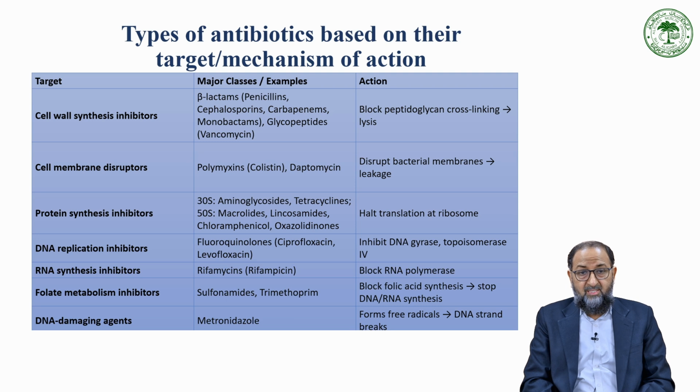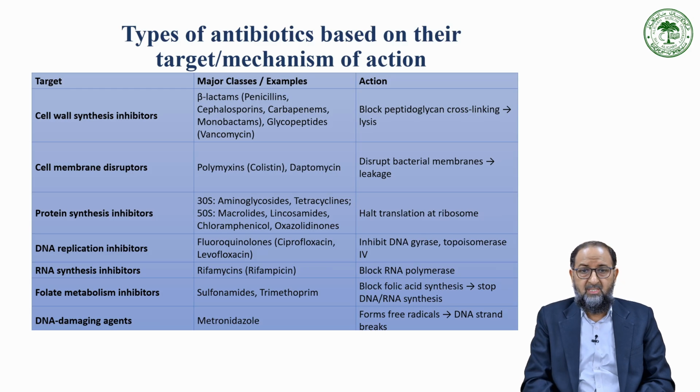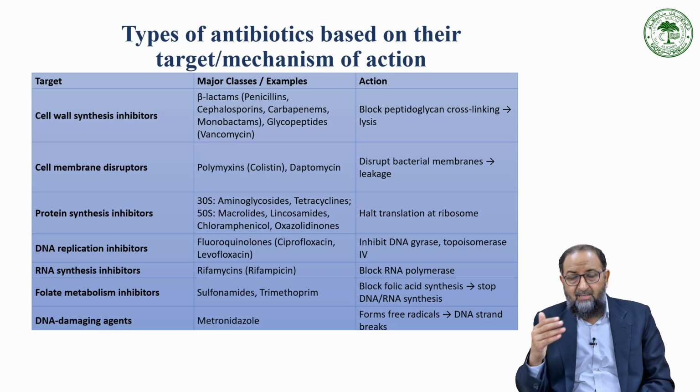Now, cell membrane disruption, so disruption of the bacterial membrane causing leakage. Cell membrane leakage is another action. For example, polymyxin, like colistin. Then we have daptomycin. Then protein synthesis inhibitors, like 30S, aminoglycosides, tetracycline, and those which act on the 50S ribosome during protein synthesis.